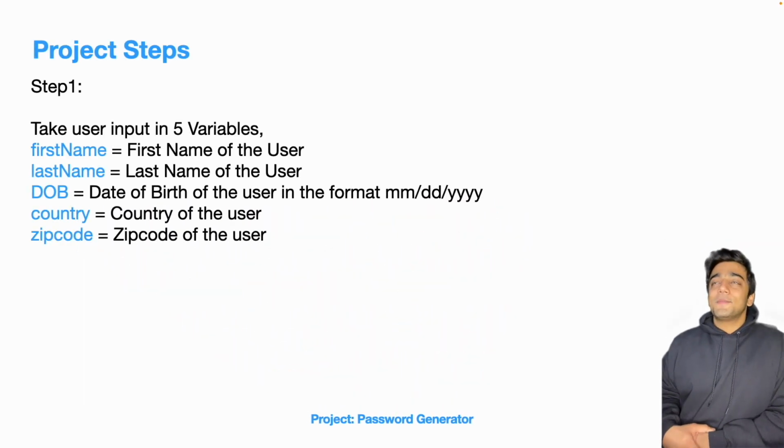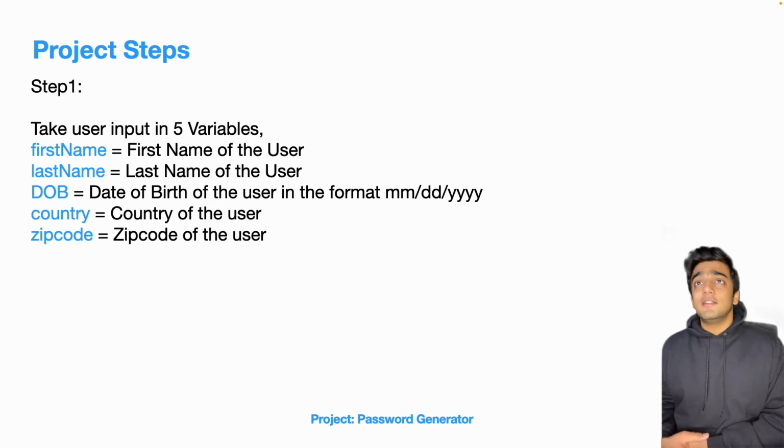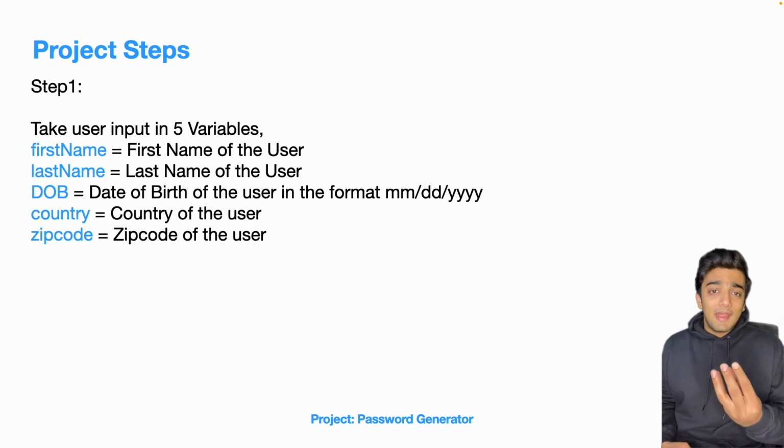Now, in this project, the first thing that you want to do is you want to take a user input and store it in 5 variables. So the 5 variables are first name, so that's the first variable, and it's basically going to store the first name of the user. Then the last name variable, which is going to store the last name of the user. The DOB variable, which stands for date of birth, which stores the date of birth of the user in the format month, day, and year.